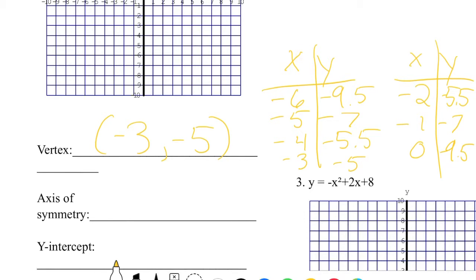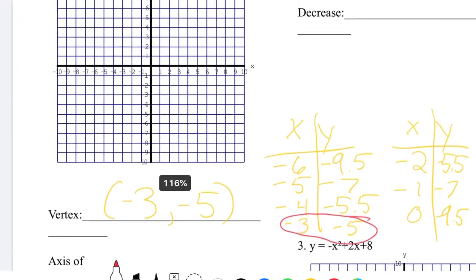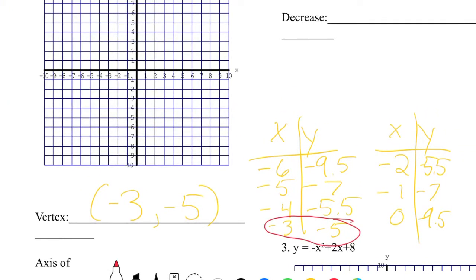If it does not, please go back to y equals on your calculator and check to make sure you put in your equation correctly. But main part, your negative 3, negative 5 is your vertex. So we're going to go graph that. Negative 3, so left 3. Negative 5, so down 5.